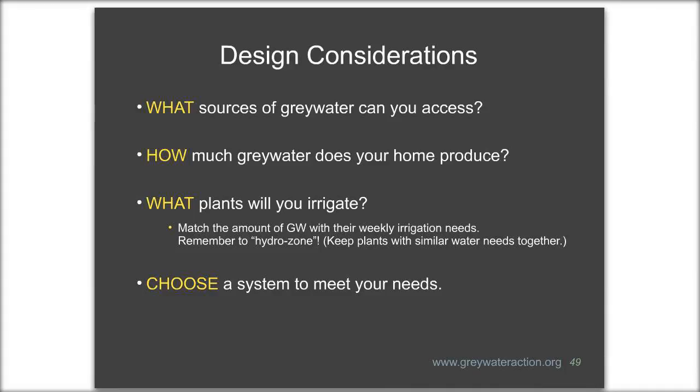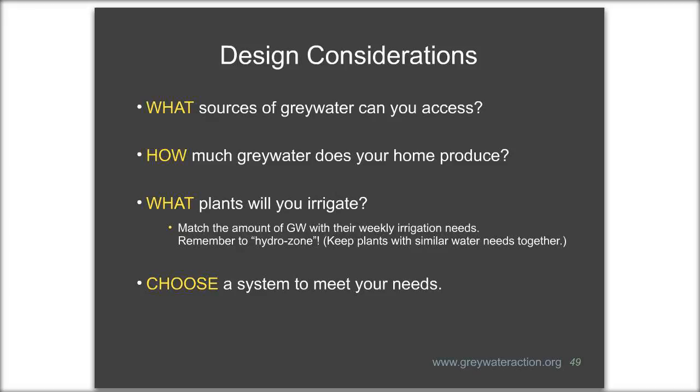Then next you want to think about what plants you will irrigate. Looking at the layout of the home and the suitability of the plants, start with the bigger ones, the trees are great, and then go down the line until you've run out of gray water. You're going to do a matching of the amount of gray water with the weekly irrigation needs of your plants. And you might need to do some more research. We are going to have a webinar that addresses this completely, so if you wait for that, we'll lead you through the steps. Otherwise, you might need to do some online research or read a book to get that information.